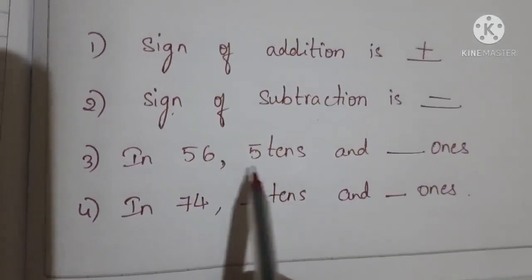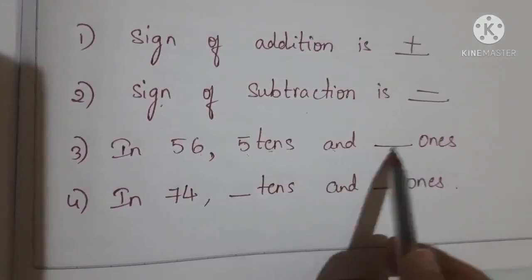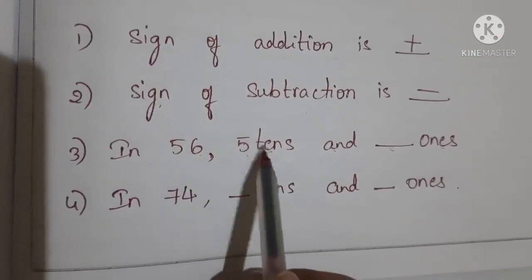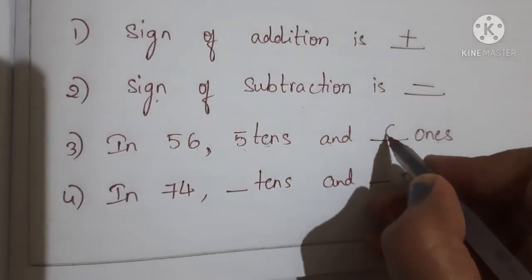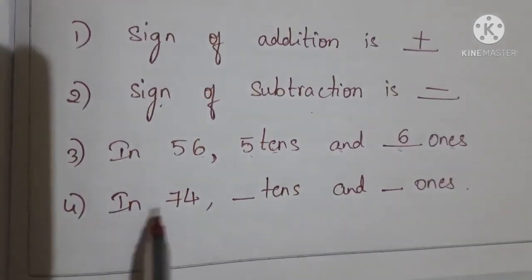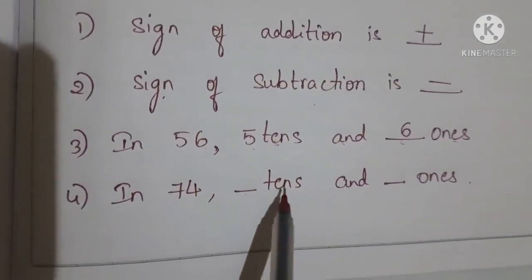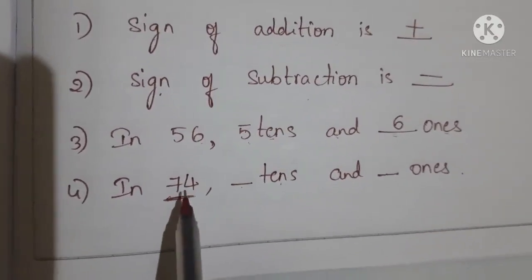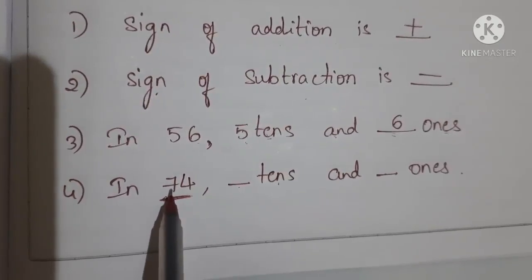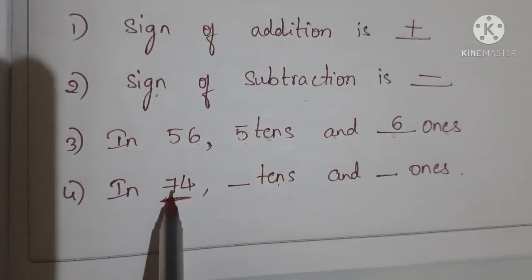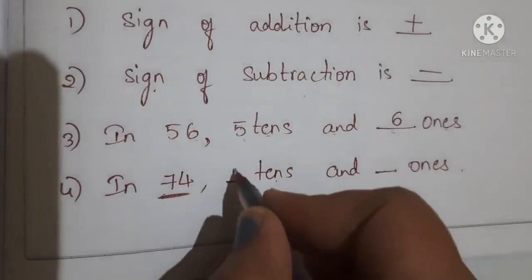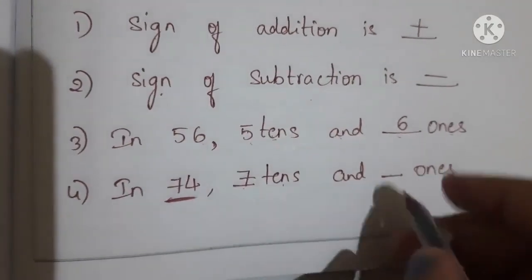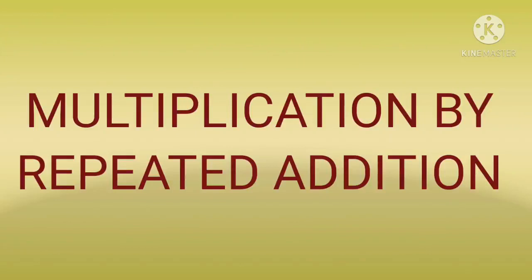In 56, 5 tens and dash ones. Here 5 tens and 6 ones. In 74, dash tens and dash ones. Now by seeing this number, you have to tell which number is in ones place and which number is in tens place. 7 tens and 4 ones. Now let us revise Chapter 8 Multiplication by Repeated Addition.